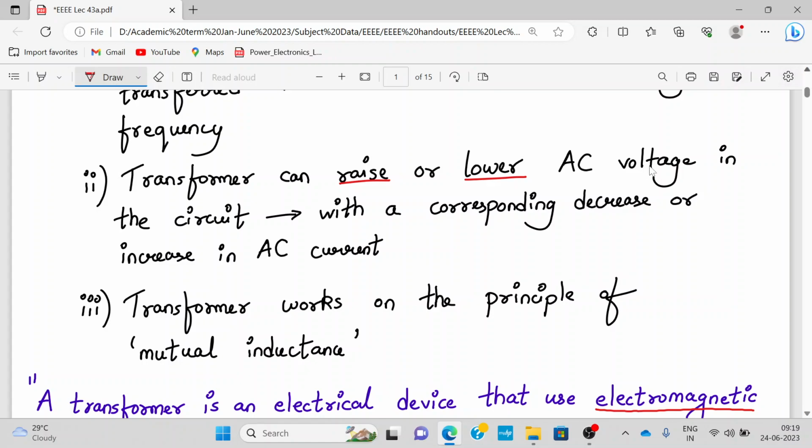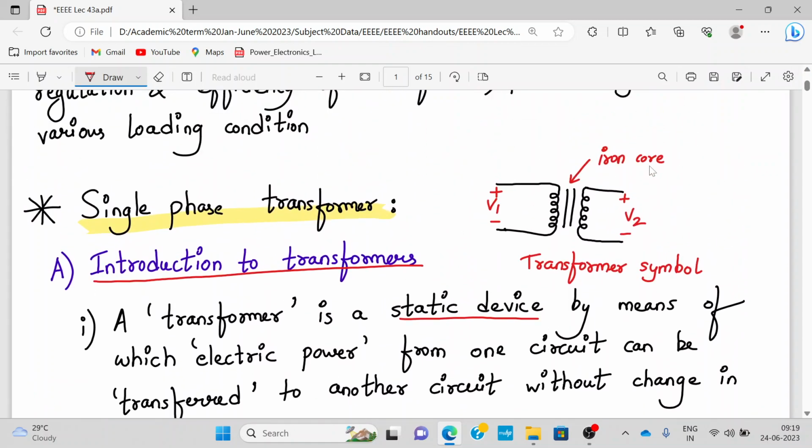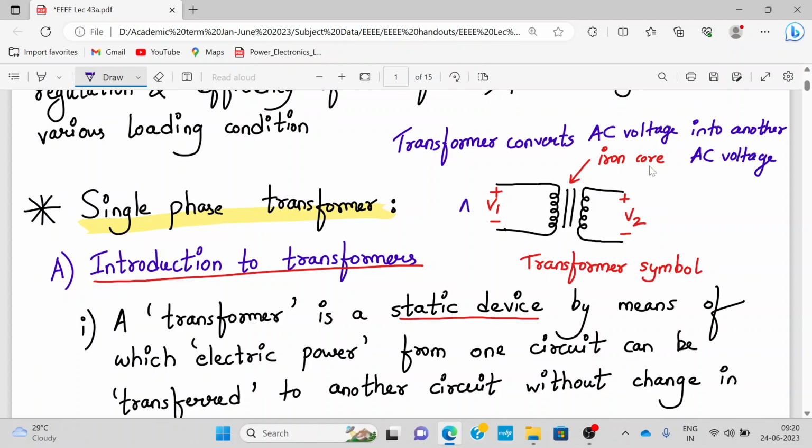So basically, this transformer, which I have shown over here, converts AC voltage into another AC voltage. So basically it's an AC to AC converter, where input is an AC quantity and output is also an AC quantity. There is nothing DC involved in a transformer.